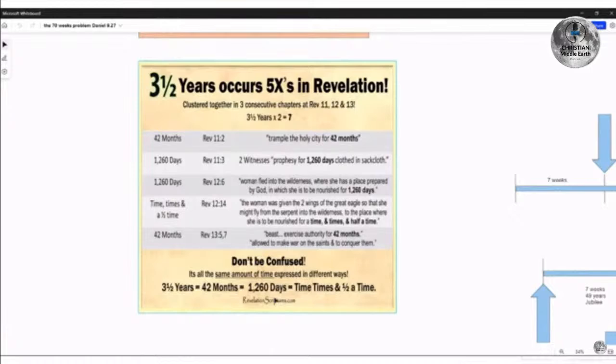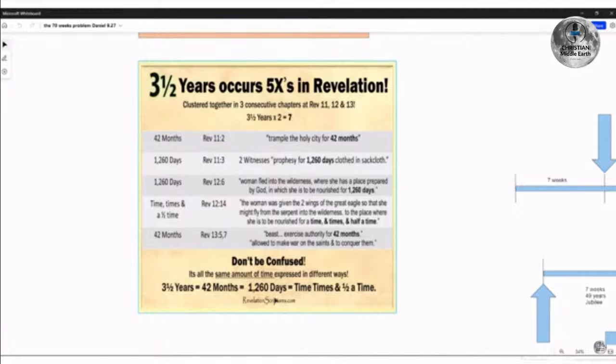That's 3.5 years. Okay. So I have futurists telling me, how much more obvious could it be if they're all the same thing? They're talking about the same thing. 3.5 years is 42 months, is 1260 days. Yes, it is. But it comes from symbolic prophecy that is not to be taken literally.